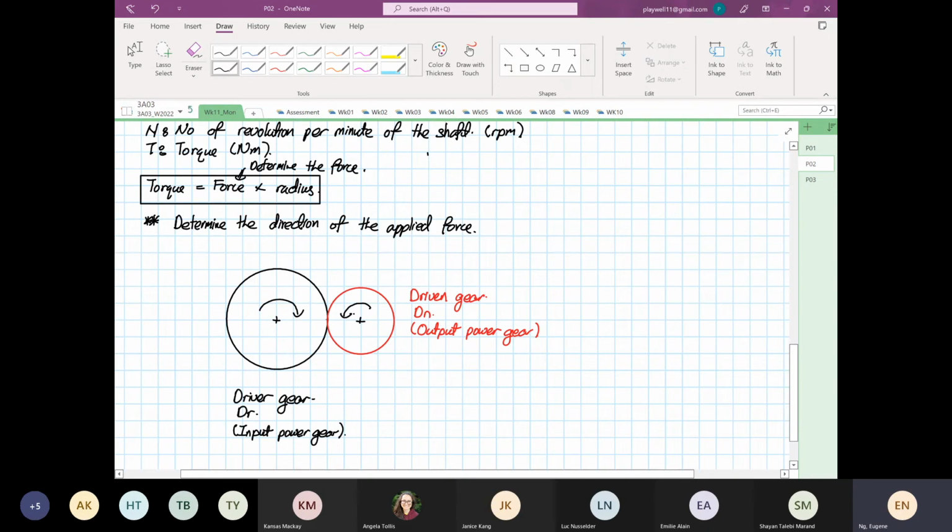So at this point, this is our point of contact. Why am I doing this slowly? Because everything is easy, right? Power is equal to 2 pi nT over 60. Torque is equal to force times radius.